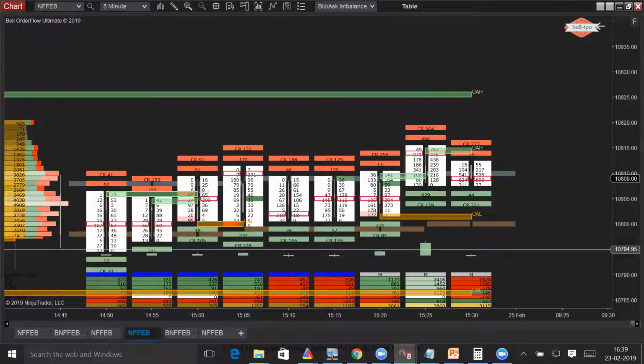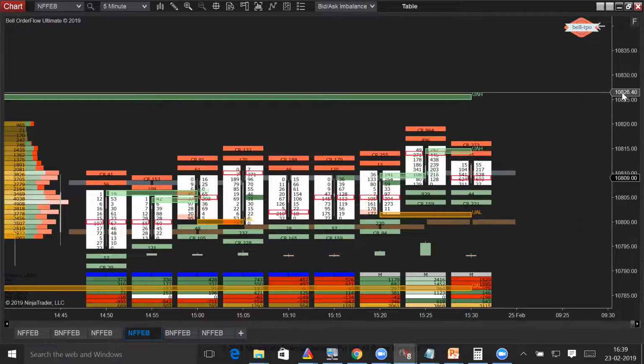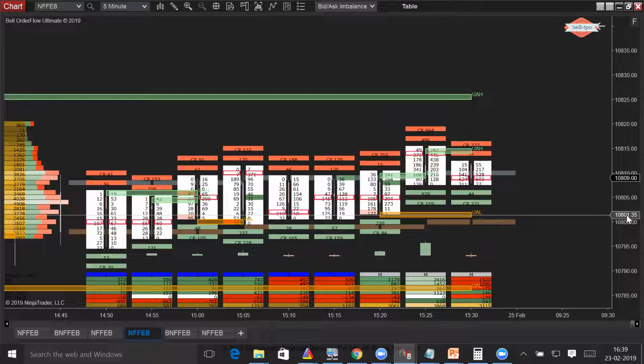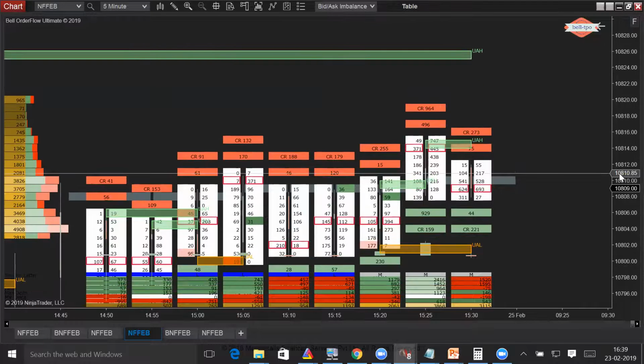Rajendra sir, is it an example of unfinished auction? Yes, it's an example of unfinished auction. So as simple as that. 36, 141, 177, 7. Yeah, it is an unfinished auction, sir.